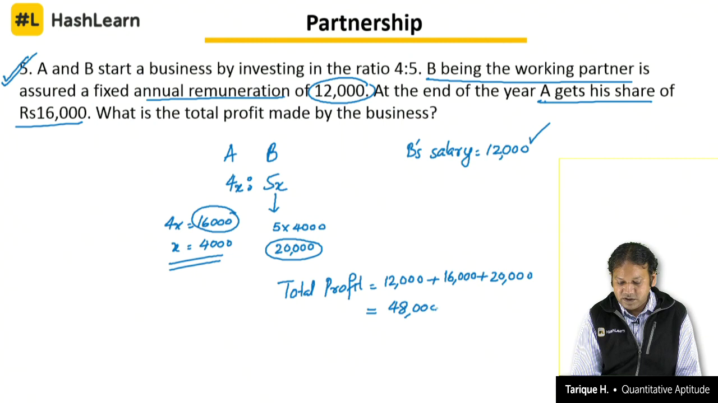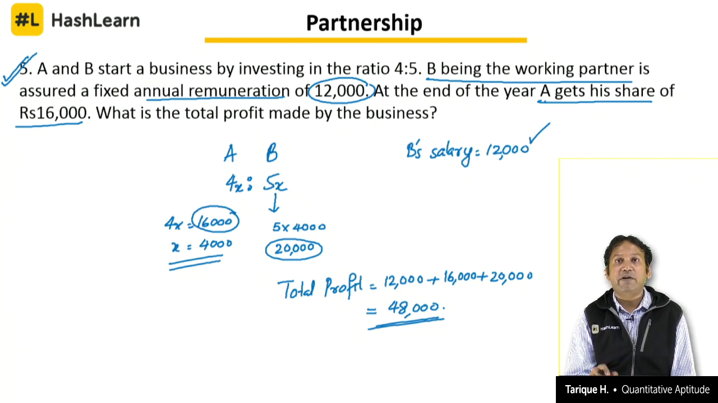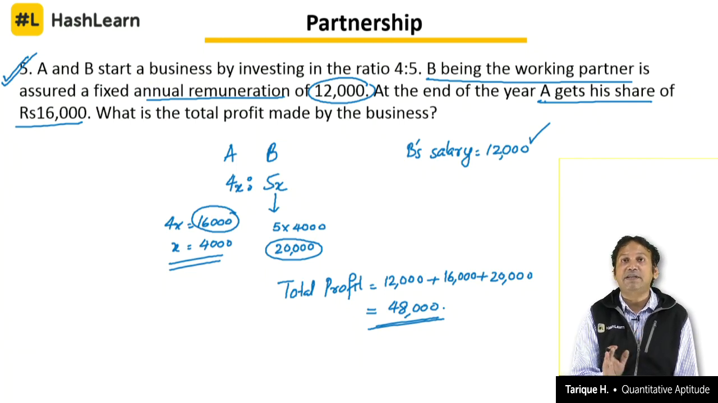What is the total profit of the business? The total profit of the business is 48,000. This clears again a new type of question based on working partner salary. So every type of question that can come from partnership I have covered in this class.